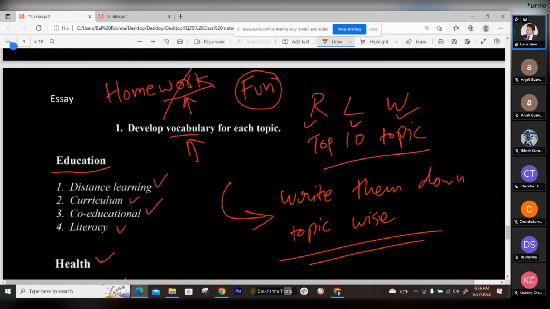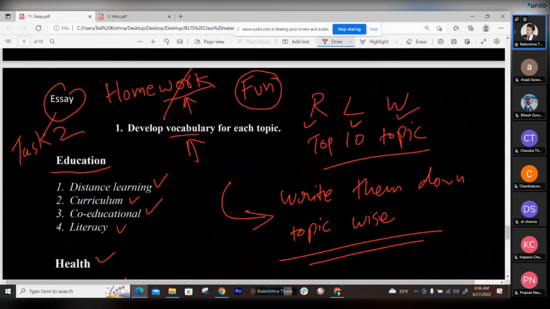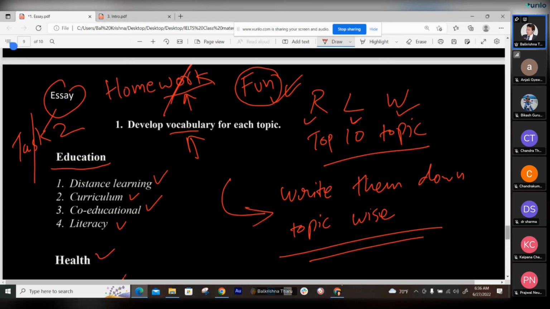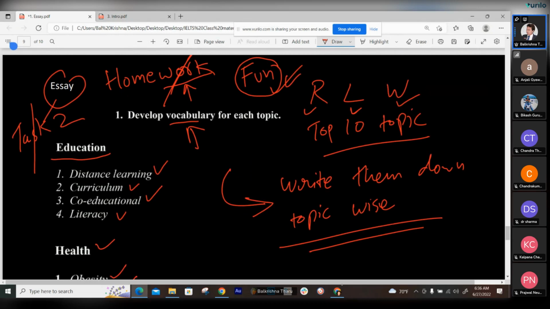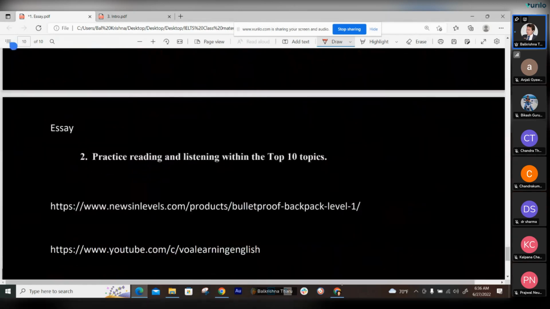Well, in IELTS, it says essay is a task. This is task 2. I don't want to call it a task. I don't want to call it a work. It's fun. Let's have fun, okay? It may sound like a lot of work, but if we put our heart into it, it can really illuminate us, okay?